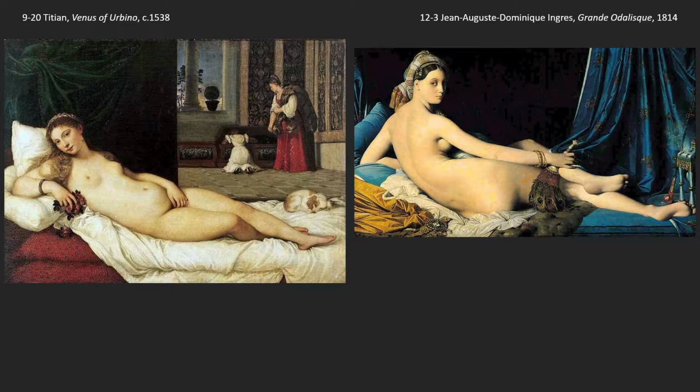The most famous of the works that he seems to derive this from is this work by Titian, the Venus of Urbino, which was commissioned by the Duke of Urbino, probably just a prostitute. We call her Venus because it makes it so we don't have to be embarrassed looking at her, right? But she's most certainly just a courtesan.